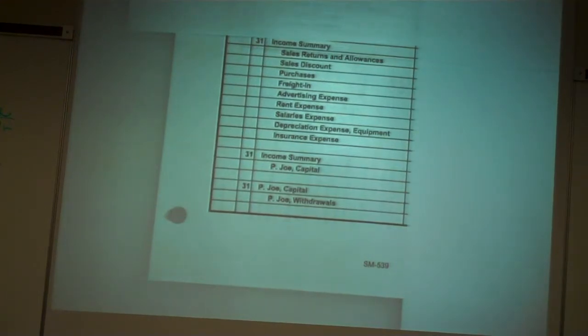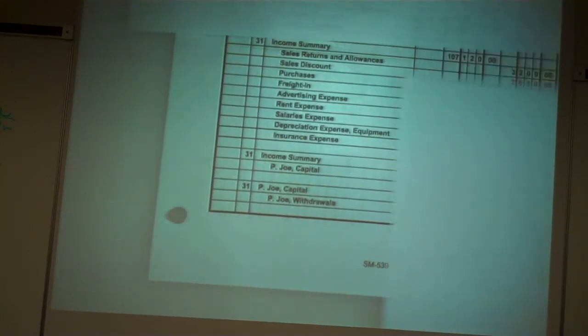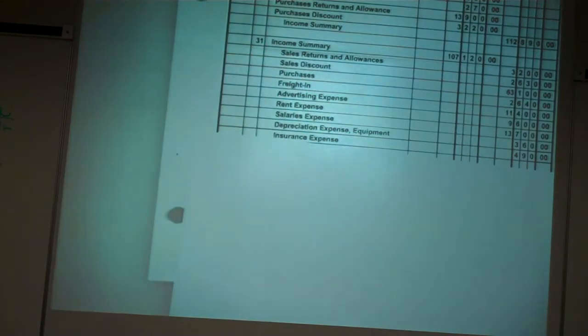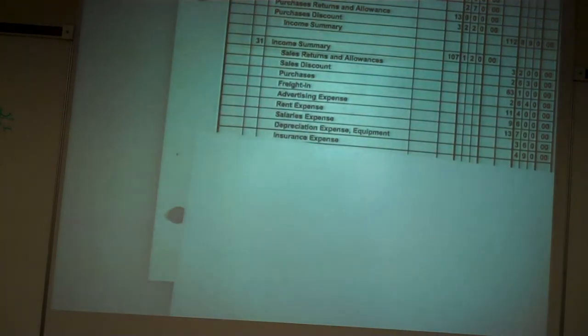Do we have a total now for the income summary? It's all of those added up. I got 107,120. Oh yeah. $107,120. You got it right. 107,120. Yeah.